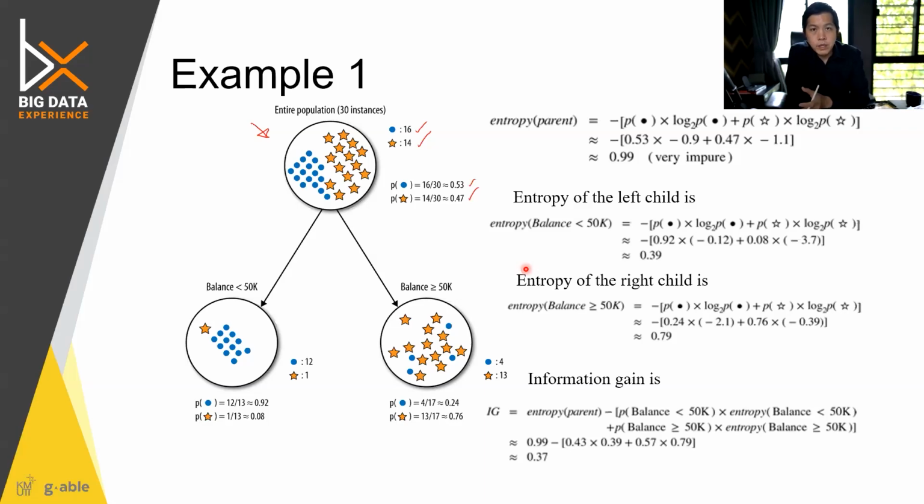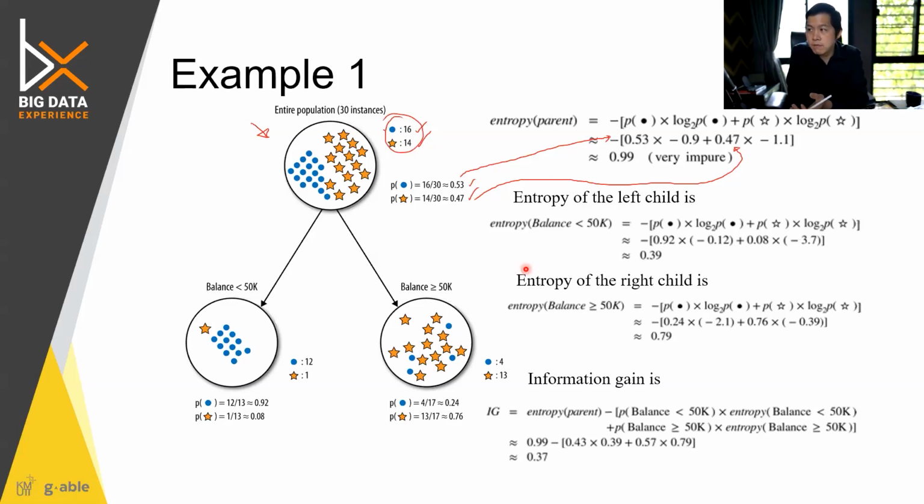Now, from this one, we can calculate entropy, right, using the entropy equation. Minus P dot times log 2 of P dot plus P star times log 2 of P star. And this P dot would be 0.53. And for this one, all right? And that's the log of P, right? Multiply together and make the calculation, you get a value of 0.99, right? You can expect that based on this. Based on the mixture, you can see that it's about half.